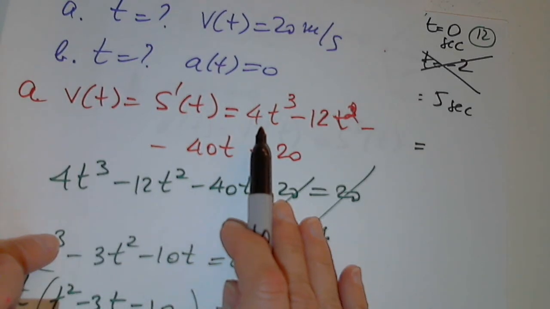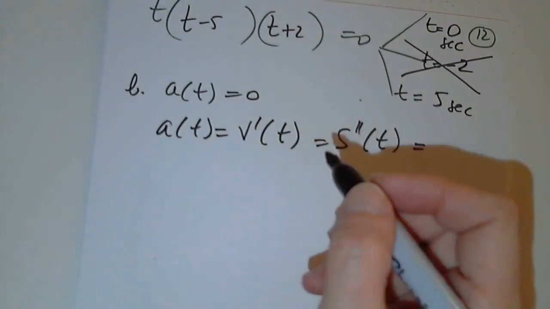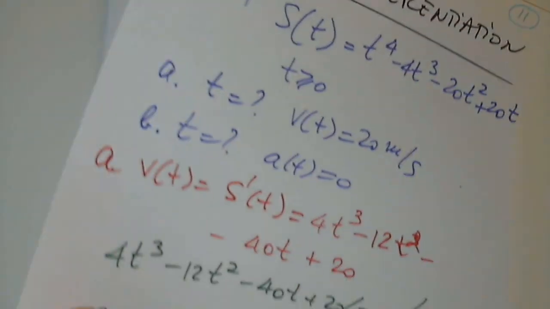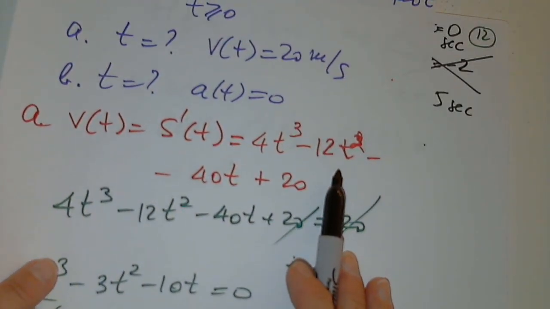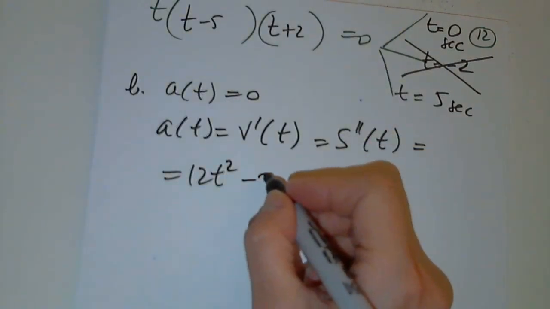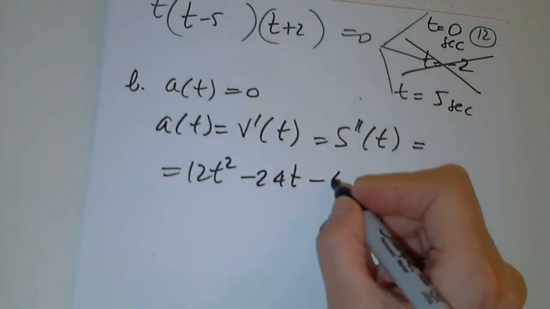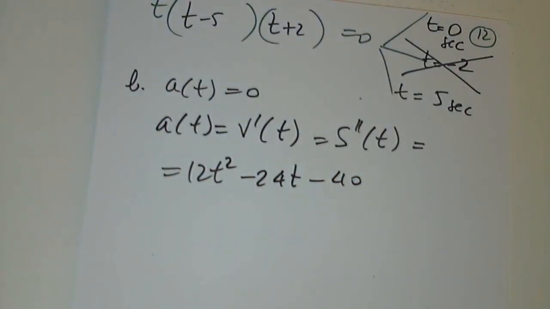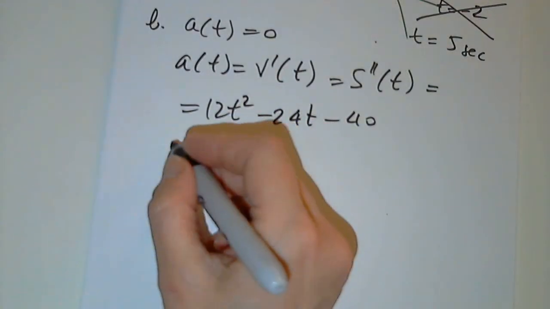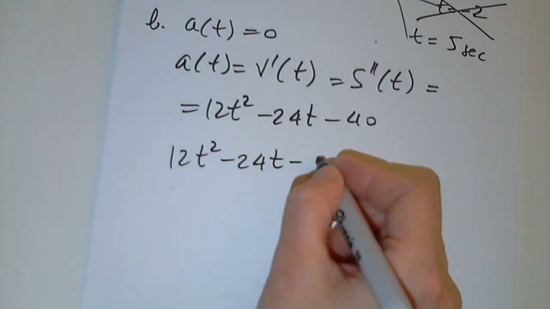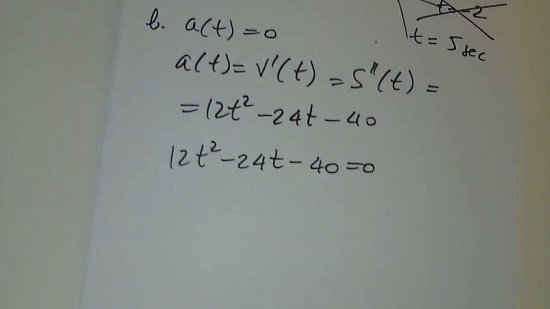And we get 12t squared minus 24t minus 40. Indeed, so this is the acceleration function, and we want to set it equal to 0. So then we have 12t squared minus 24t minus 40 equals 0. You know what I'm going to do first. I refuse to work with these numbers. Divide by 4, very good.